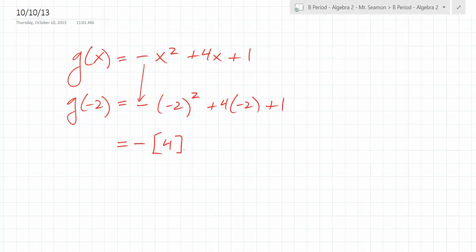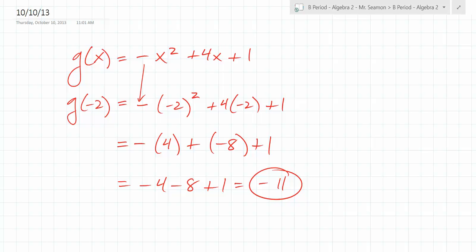4. And I don't have to use the bracket, no particular reason. So it's 4 plus, what does that become? Negative 8 plus 1. So what do you end up with? Negative 4 minus 8 plus 1. It's going to be negative what? 11. Correct. It is negative 11.